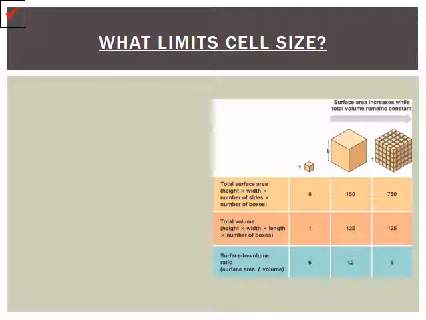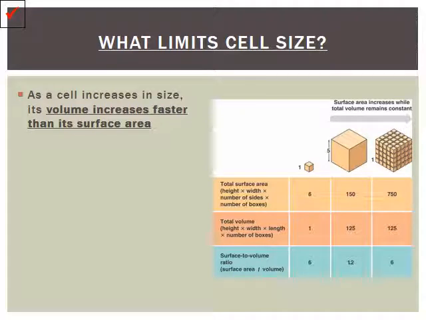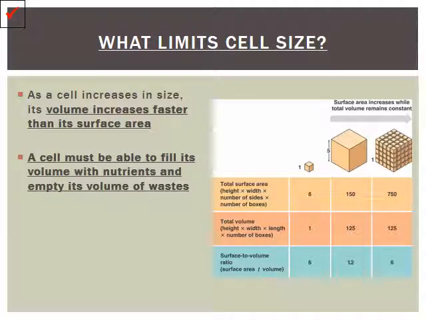Now the biggest question here is, why are cells so small? So as a cell increases in size, its volume is going to increase faster than its surface area, meaning the stuff inside the cell is going to increase at a much faster rate than the area around it. Now, in order for a cell to function properly, it needs to go ahead and fill its volume with nutrients and empty its volume of waste. So think of it like this. It needs to go ahead and get energy the entire way through the cell and get waste the entire way through the cell to remove it.